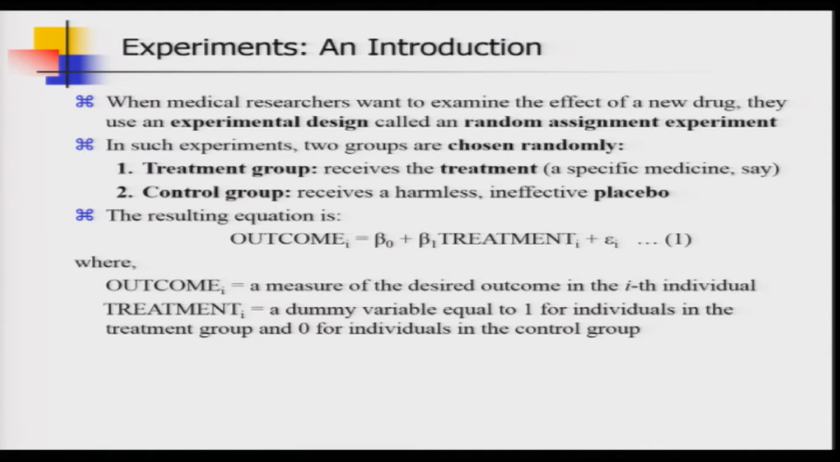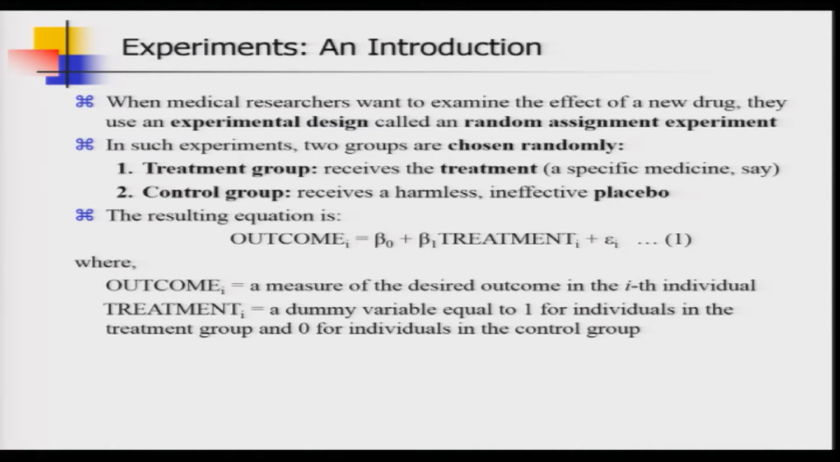Now in this slide I am going to talk about experiments very briefly. Let us start with what happens in the medical sciences, because these are pandemic times and all are anxiously waiting for quality vaccines. So let us talk about what happens in labs. Medical researchers want to examine the effect of a newly developed drug. So they conduct an experiment, called the random assignment experiment, sometimes also called randomized controlled trials. In such experiments, two groups are chosen randomly.